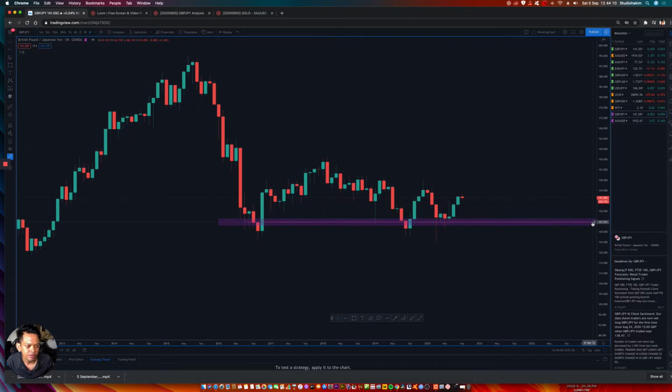Usually I draw something like this, where the price rejected, basically around here. I'm going to label this as MN support. Maybe put this in the middle as 14. So why support? Because the price rejected here.